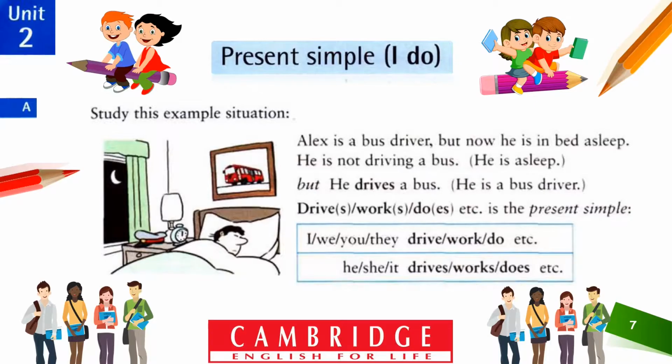Study this example situation. Alex is a bus driver, but now he is in bed asleep. He is not driving a bus. He is asleep. But he drives a bus. He is a bus driver. At the same time, you also need to understand the verbs given: drive, work, do. If you are using these verbs with the pronouns he, she, it, you need to add s in the end of the verb. Then it will become he drives, she works, he does, etc. in the simple present tense.